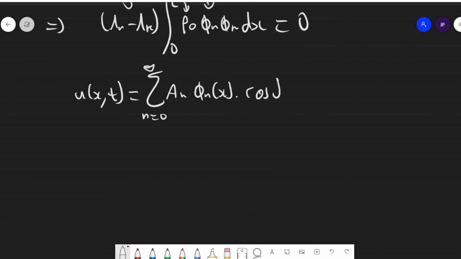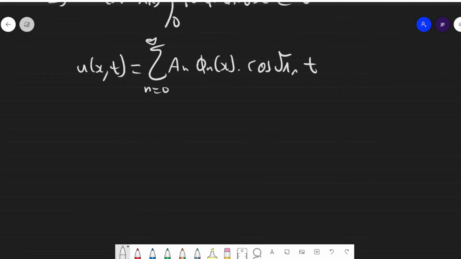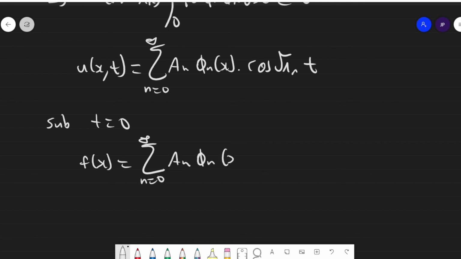So I have this. Okay, so now I can calculate my coefficients by taking the Fourier transform of both sides, but with respect to my weight function. Well, after I've obviously substituted t equals 0. So if I sub t equals 0, I'll end up with this. So we know that the initial position was fx, and so I'll end up with this. So this is what fx will be equal to.